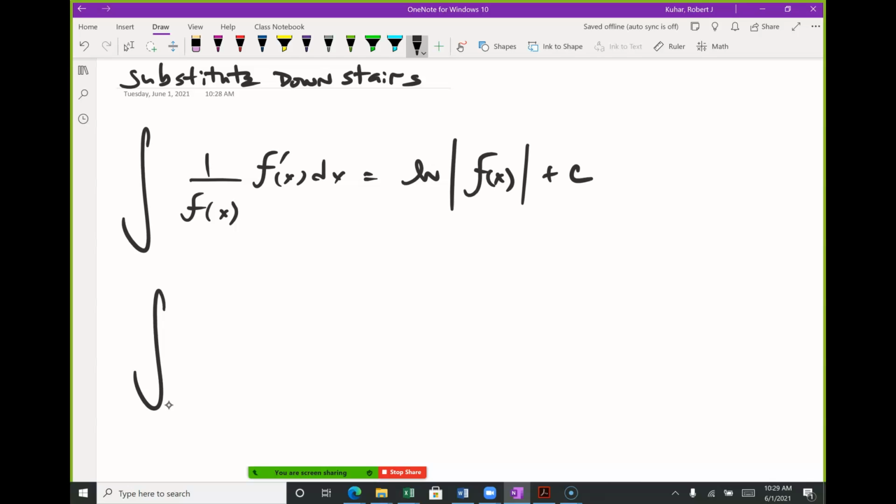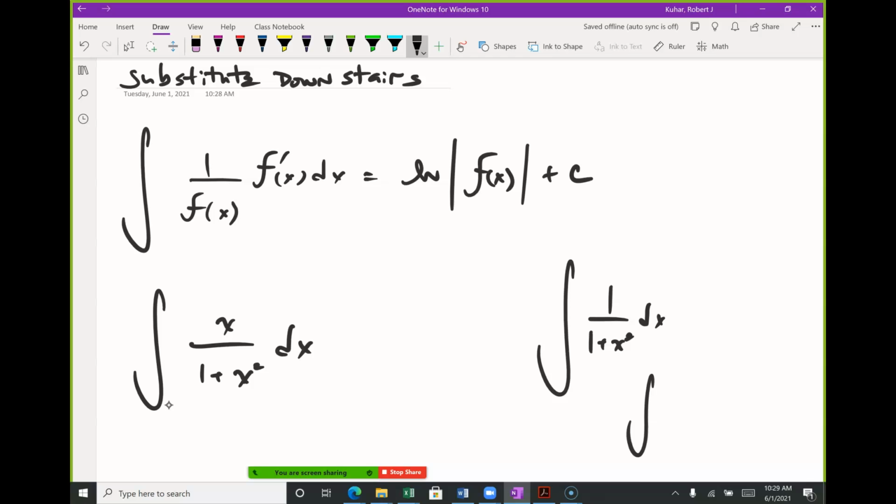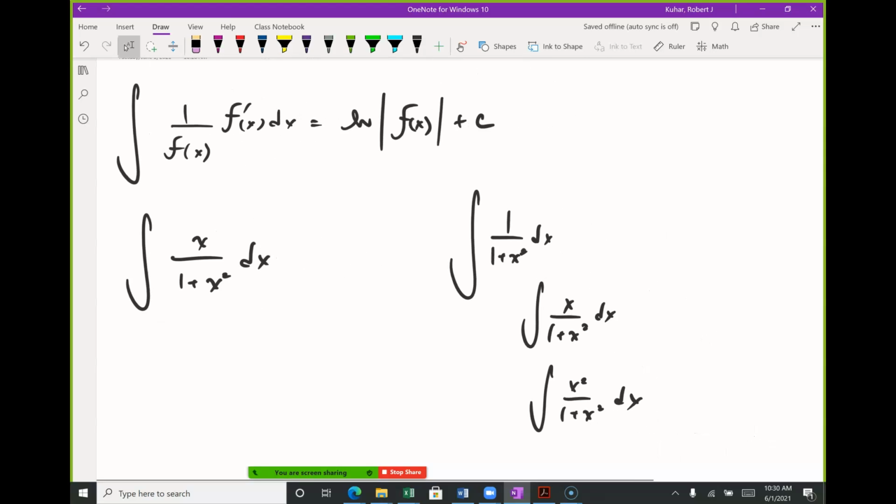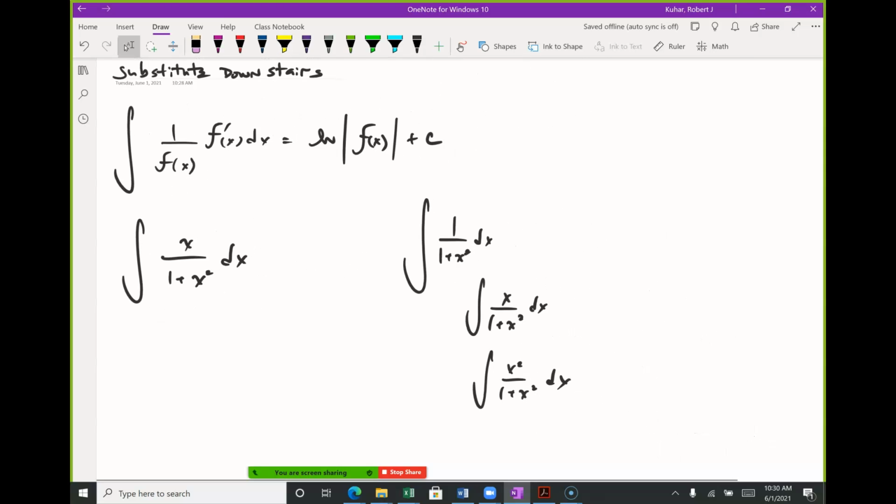So this one is as simple as x over 1 plus x squared dx. Right? It's kind of interesting to look at 3 problems. 1 over 1 plus x squared dx, and then x over 1 plus x squared dx, and then x squared over 1 plus x squared dx. We can do all 3 of these right now. We can't do x cubed over 1 plus x squared dx though. Oh wait, we can, long division, right? So those 3 are interesting.